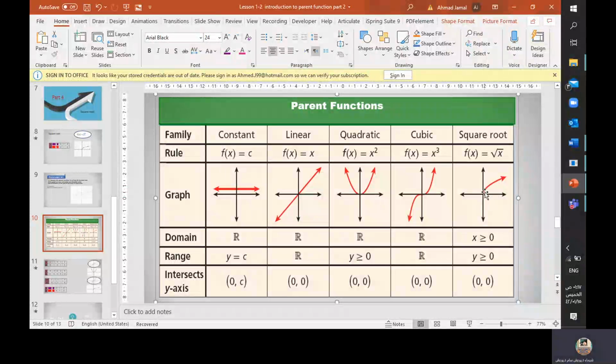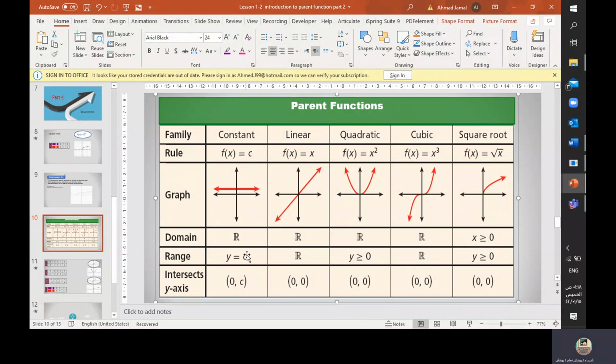Look at this graph. Is there any graph in the negative part? No. In the x-axis, is there any graph in the negative part? No. So x should be positive, because the domain is related to the x-axis. So x is greater than or equal to 0, because it starts here at 0. From the graph, you can find the domain.